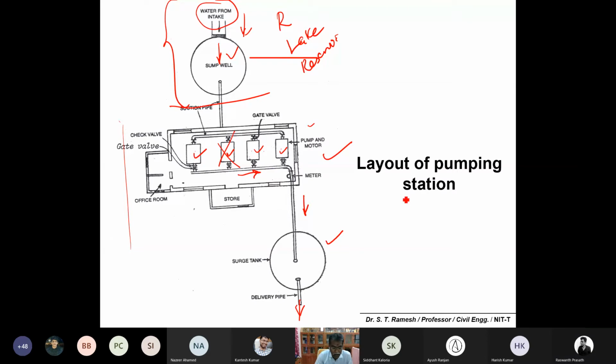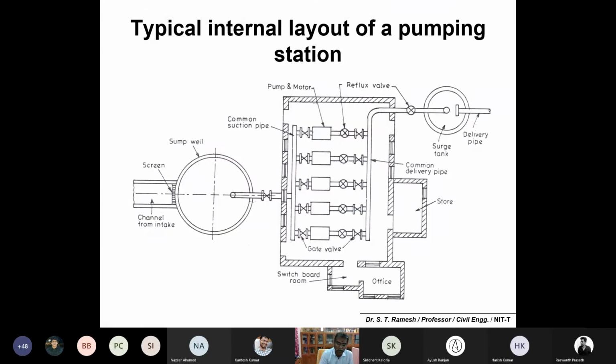Yes, sir. Say, for example, initially I may require to operate only 1 pump. Suddenly you may have a peak demand or the water supply needs to be increased, then I can operate 1 and 2, thereby pumping an excess amount of water. Is it fine? This is important, you just remember these layout drawings. This is the typical internal layout of the pumping station, and this is from the intake structure, and this is a sump well.